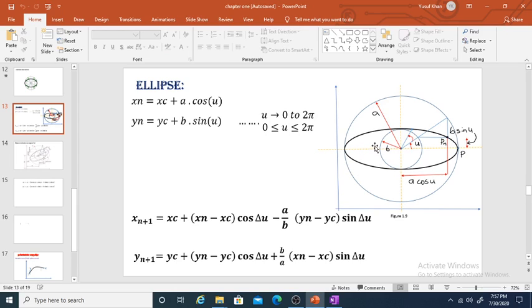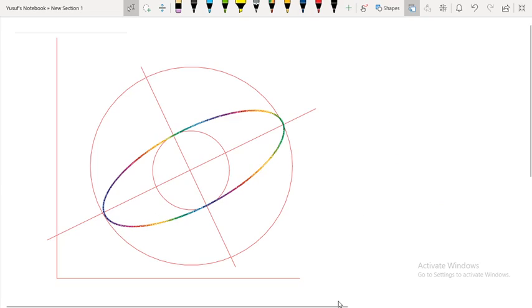If the axis is inclined at some angle, then you can't use this formula. So you have to develop one more formula for the inclined ellipse. In this lecture, we will see how to draw the inclined ellipse, if the axis of the ellipse is inclined at some angle. Suppose I want to draw this ellipse, which is inclined at an angle of alpha.